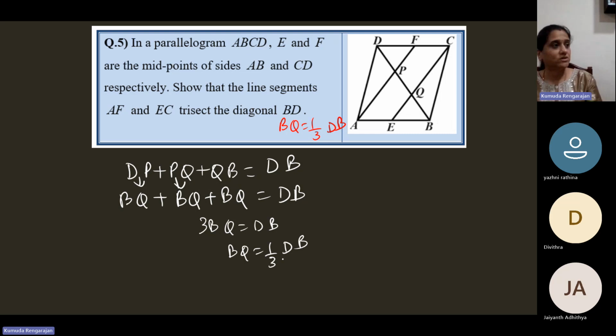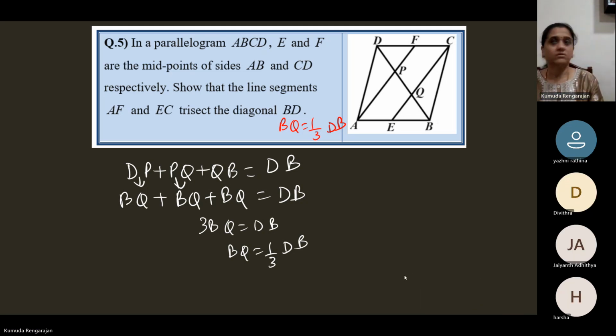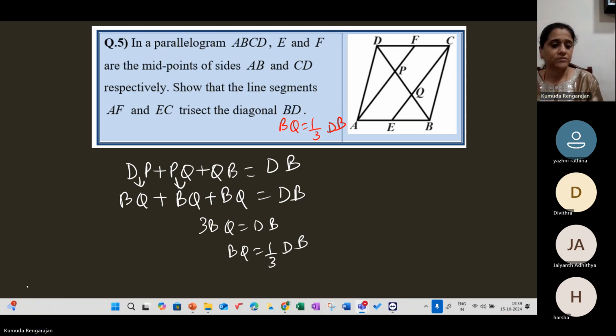That is, 3 comes for division, no? 1/3 of DB. You're not able to see? She's in your way? Okay, just move your chair, no? Just adjust your chair. Now? Sure? Okay. Good for all of you, no? Okay.